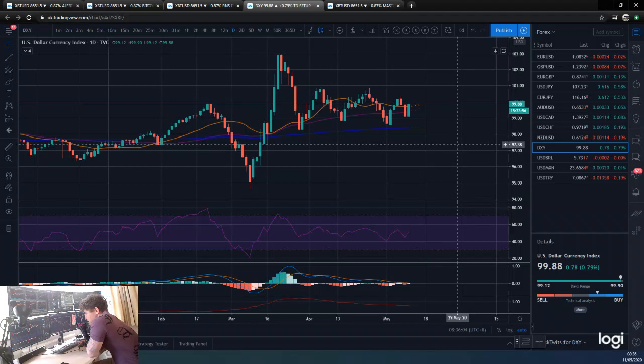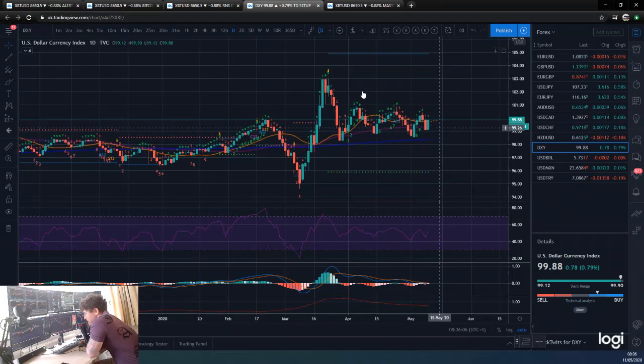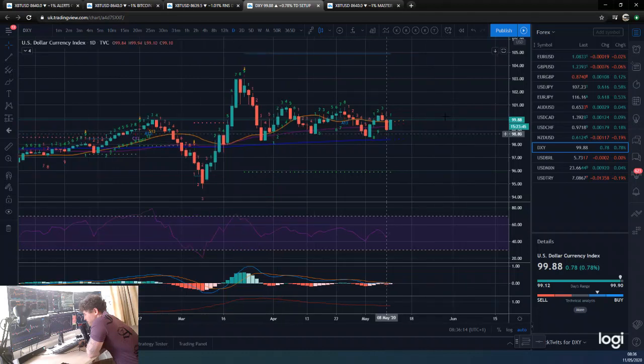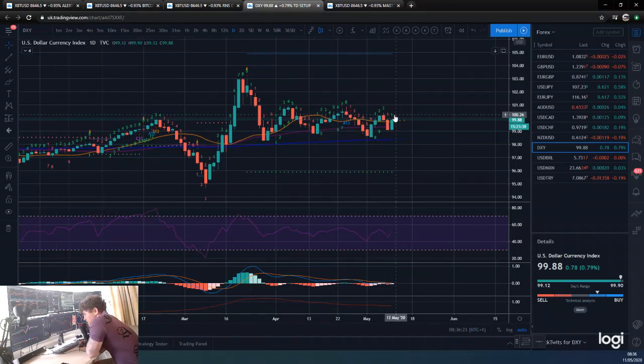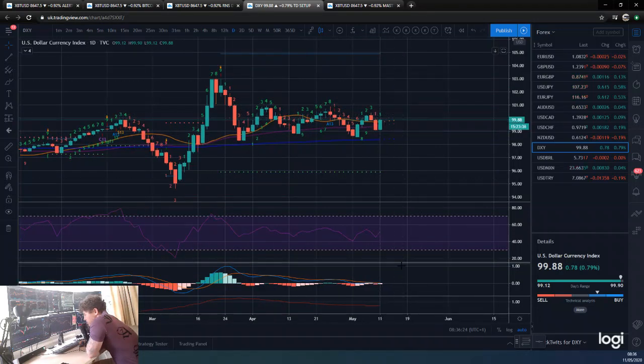Dollar index. This is the daily. We've already looked at these nines, but yeah. So again, tightening formation, like we're seeing in a lot of dollar pairs as well. So we're just waiting for this to break really. 200-day below us, supported us a few times. Yeah, I mean my bias is we're going to break up.